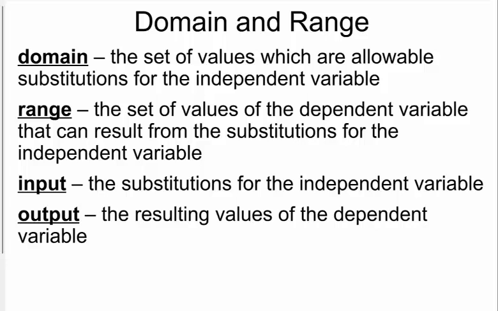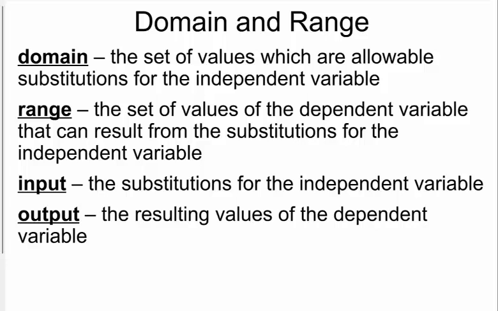Domain and range. So the domain is the set of values which are allowable substitutions for the independent variable. Range is the set of values of the dependent variable that can result from the substitutions for the independent variable. Otherwise, input and output. Input, the substitutions for the independent variable. Output, the resulting values. So the domain is any value it allows you to input, and the range is any value it will output.